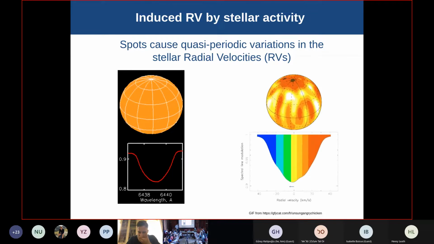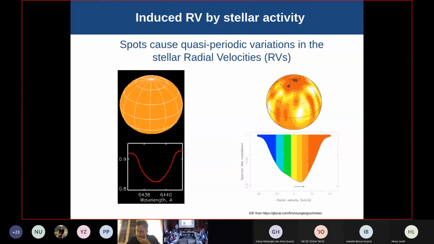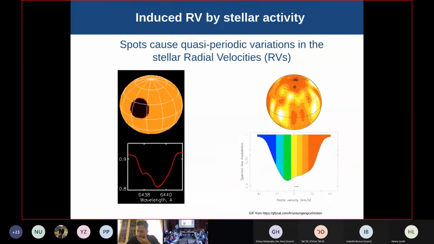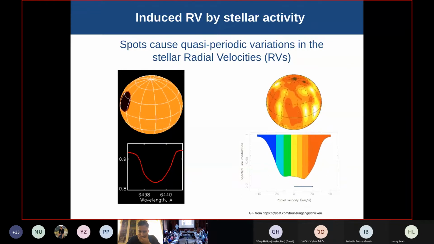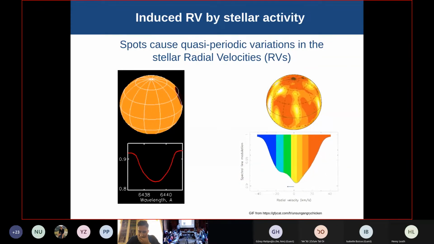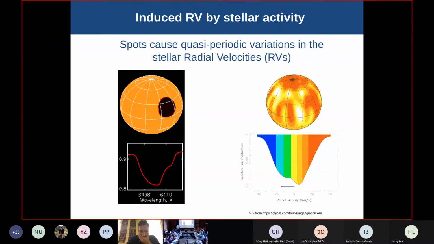So here is another animation that shows more or less the same. We have some kind of pattern of spots appearing on the stellar surface, and we see this kind of signal manifesting as a radial velocity. And since we want to use the radial velocity to measure planetary signals, this is the big problem.